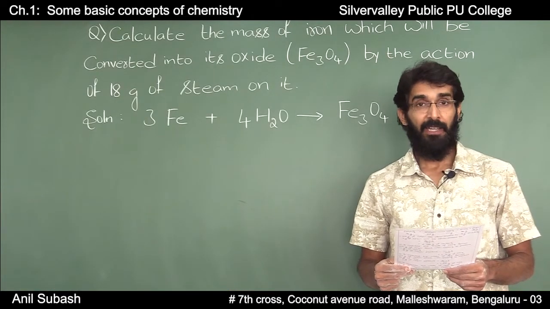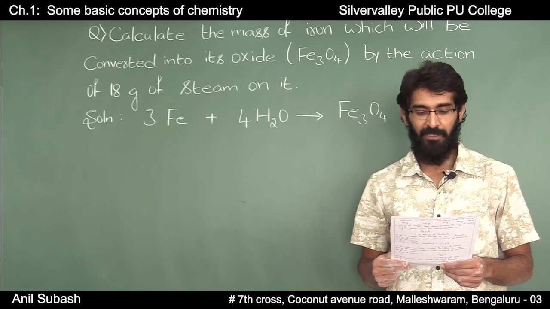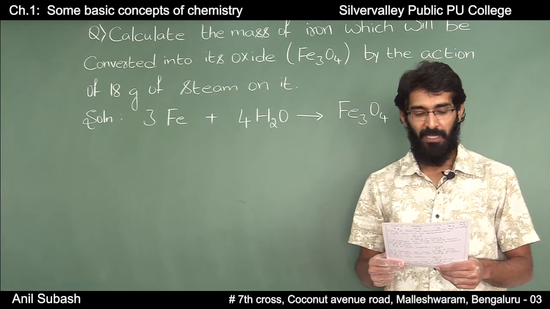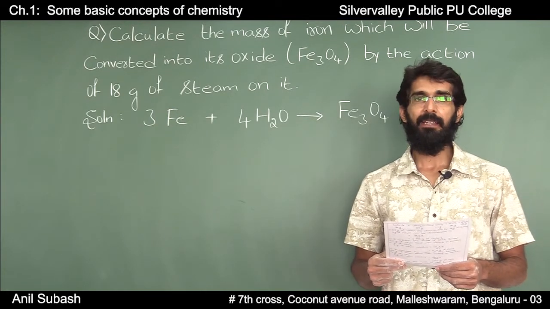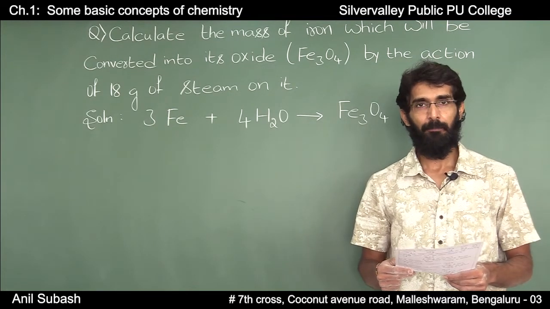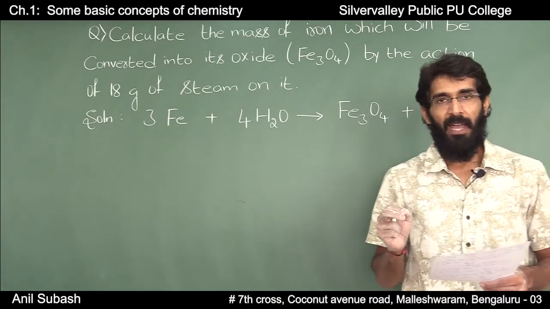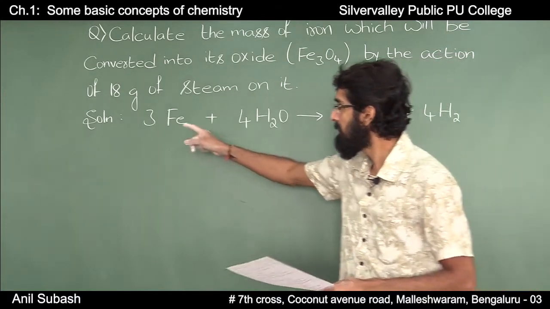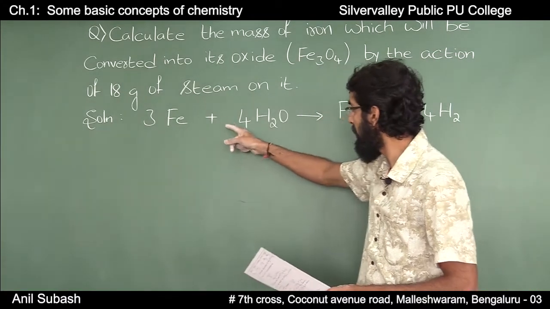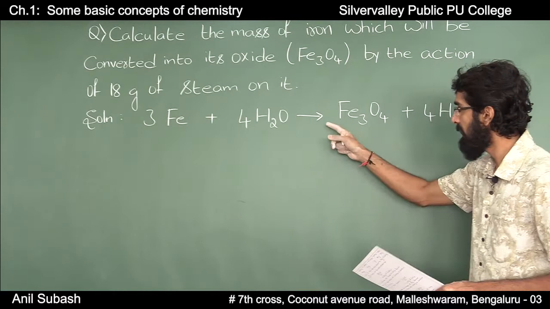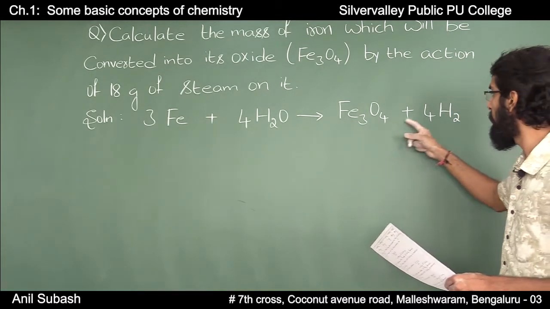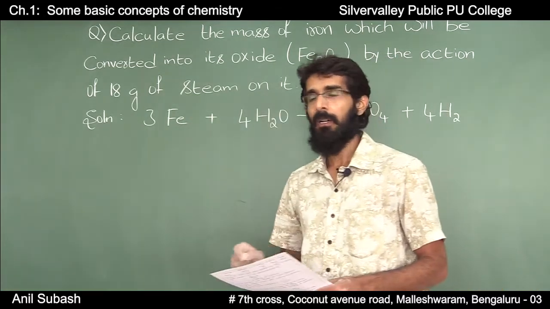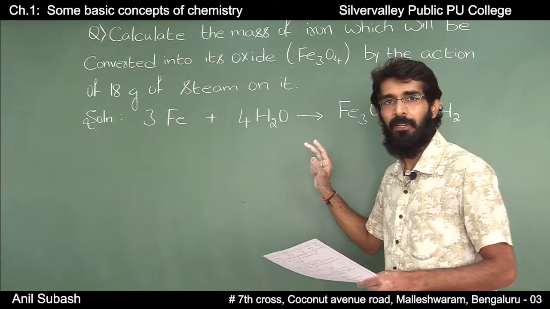Calculate the mass of iron which will be converted into its oxide, that is Fe3O4, by the action of 18 gram of steam on it. The balanced chemical equation for this reaction is 3Fe plus 4H2O gives Fe3O4 plus 4H2.